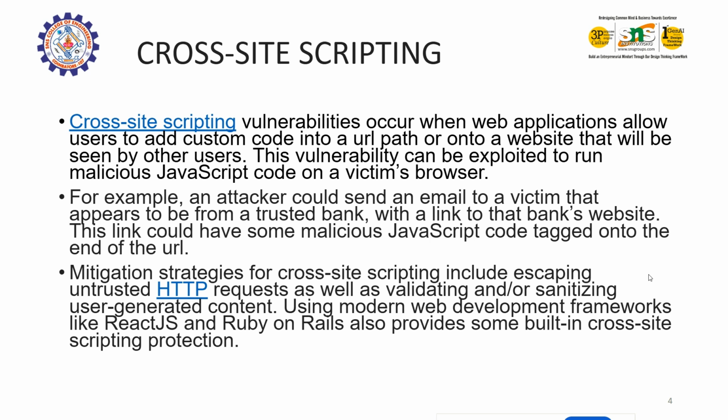For example, an attacker could send a mail to a victim that appears to be from a trusted bank. The user will definitely click on it, since it is coming from a trusted bank. The link to the bank's website could have some JavaScript code tagged on to the end of the URL. This is also one kind of attack.